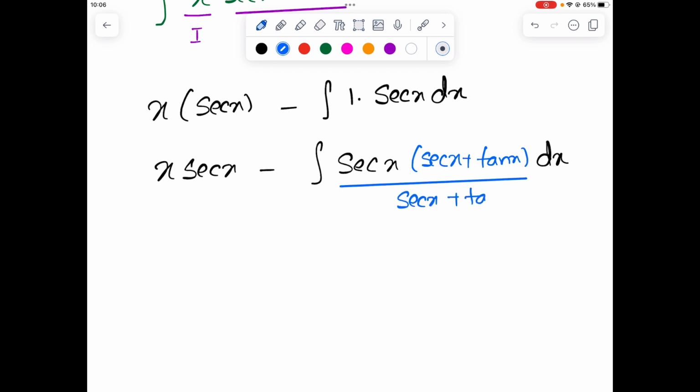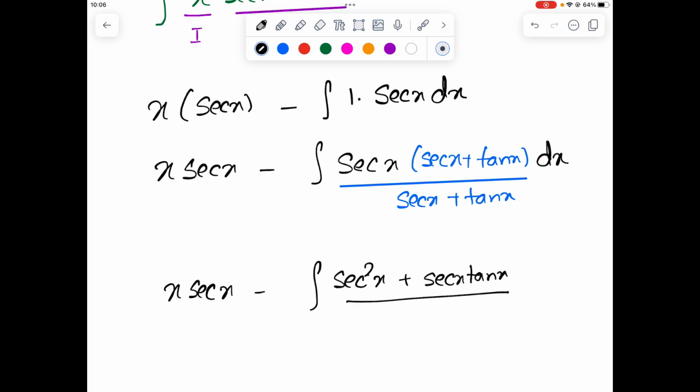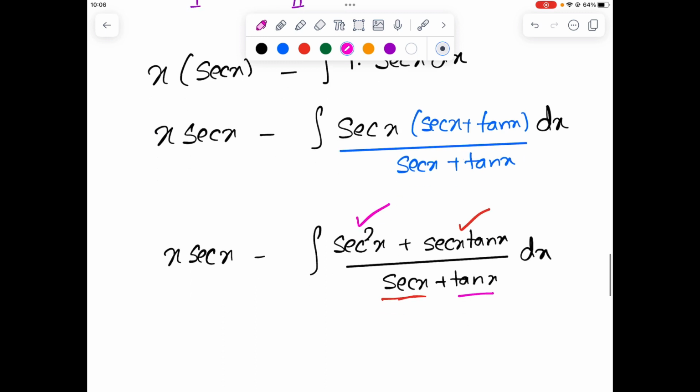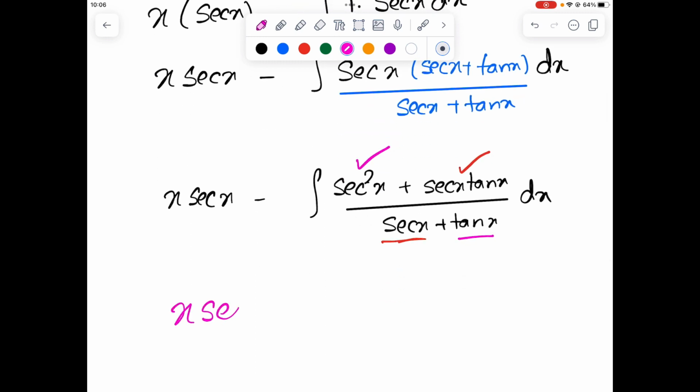Secant x plus tan x. So what do I get out of it? x secant x minus secant square x plus secant x tan x, divided by secant x plus tan x. Now you see this is the same formula. You take any function in the denominator: secant x, its derivative is secant x tan x; tan x, its derivative is secant square x. The derivative of the denominator is present in the numerator. So ln of the denominator, secant x plus tan x, plus c.